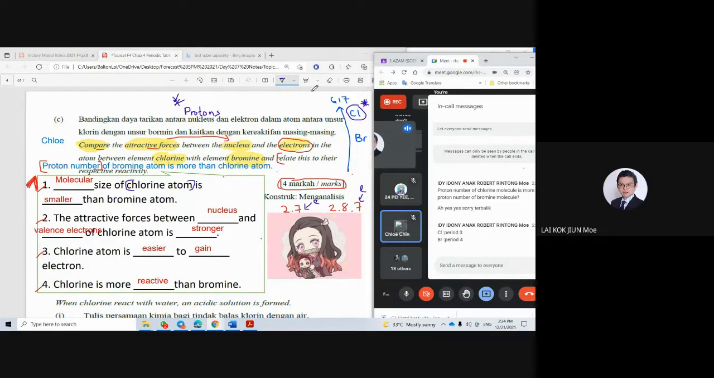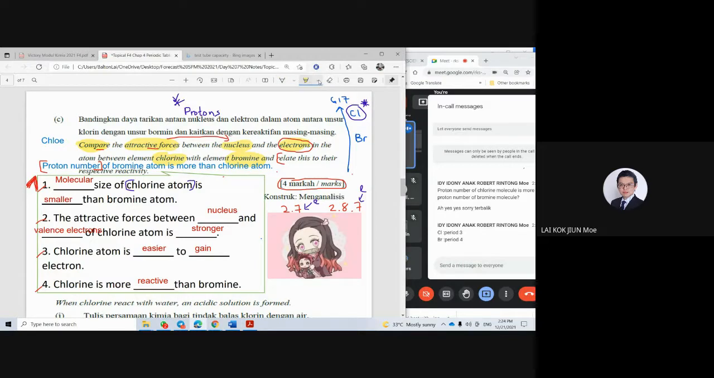And one more thing, Chloe must be careful. Okay, we cannot use molecular size here, I think, because we are referring to the atom. So we use atomic size. This one will become a terms error. Be careful. We use the word atom. Atom size. Atomic size is better. Atomic size.